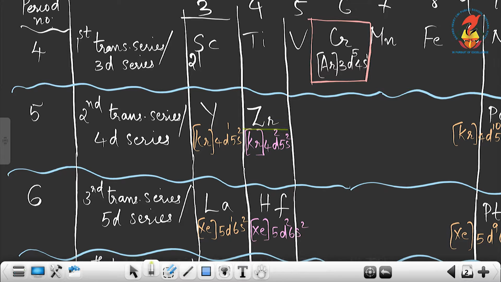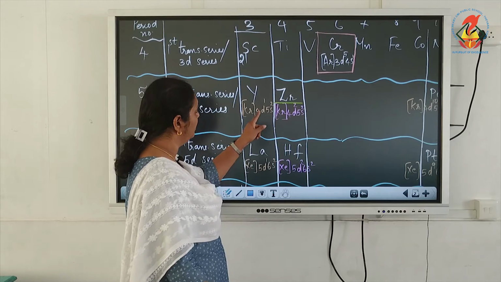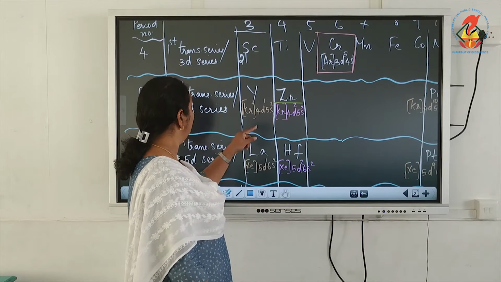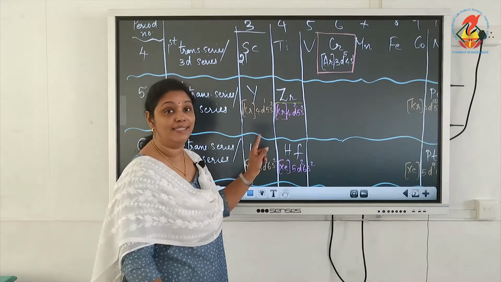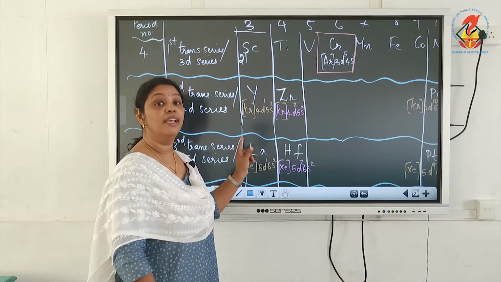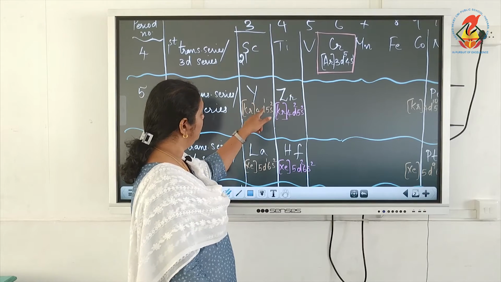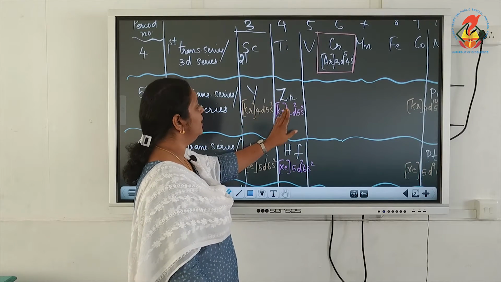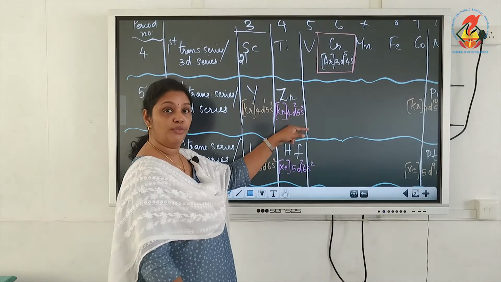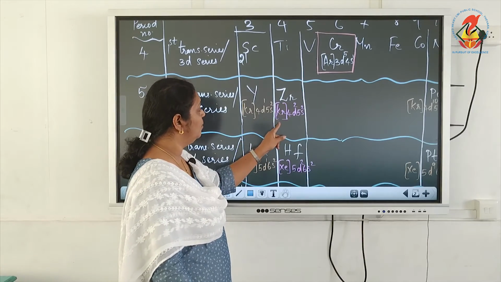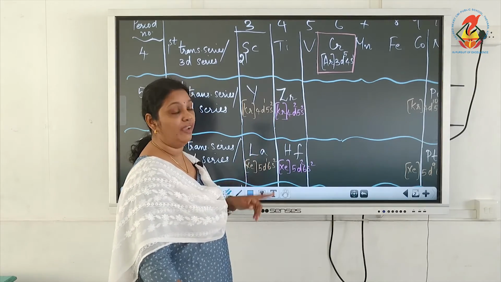Now yttrium electronic configuration is krypton 4d1 5s2, and you know that this is also called 4d series or second transition series because their 4d orbitals are getting filled. So yttrium has 4d1 5s2. Now zirconium, the next electron enters into 4d, which means the configuration of zirconium is krypton 4d2 5s2.